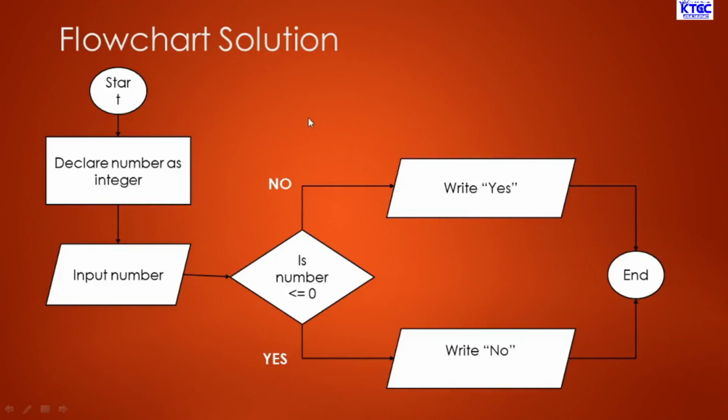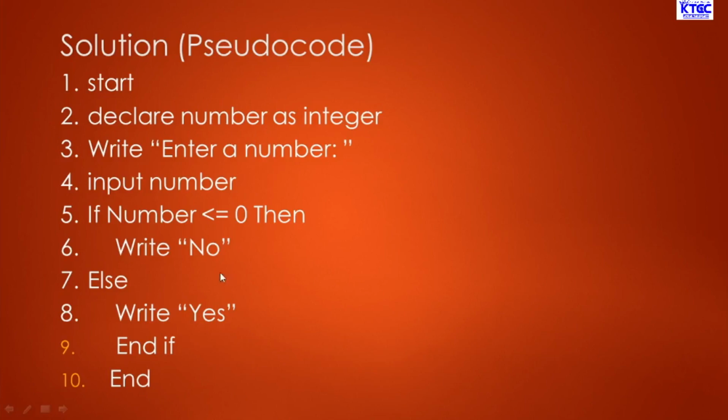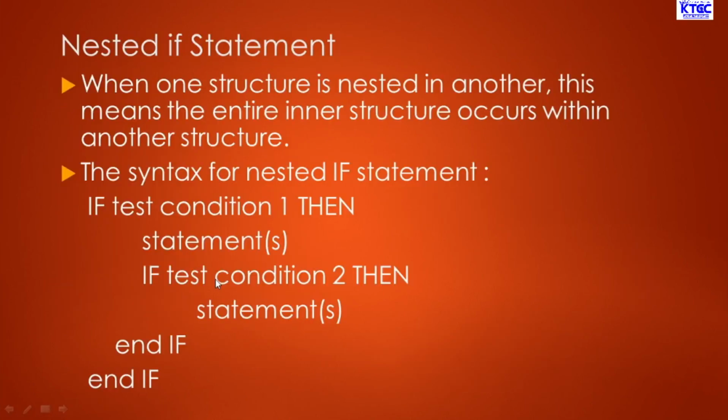So this is the solution for the flowchart. Start here. Declare number as integer. You input number. We make a decision here: is the number less than or equal to 0? If yes, write no, as we saw. If no, then write yes. So you end the program here, and after writing no, you end the program too. So this is the flowchart for this pseudocode. You can check them and confirm them very well.